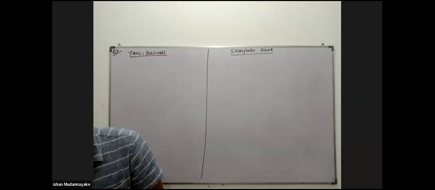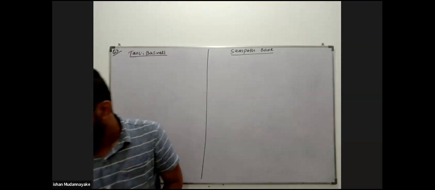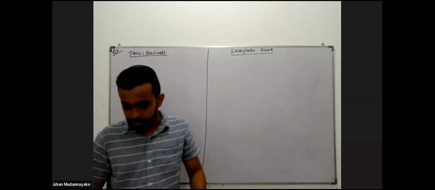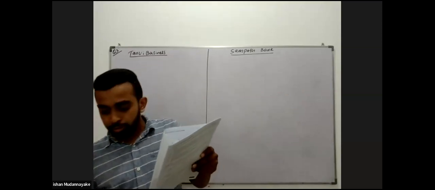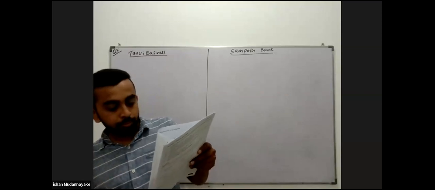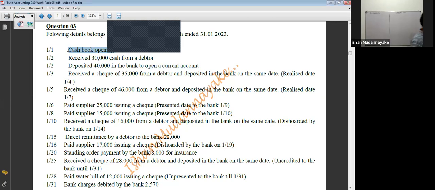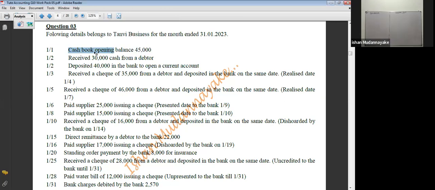Right. The students, please draw here. These are the transactions. Here, the following details belong to Tamil business for the month ended 31st January 2023. Cash book opening balance, how much? 45,000. Then please draw a small cash book.